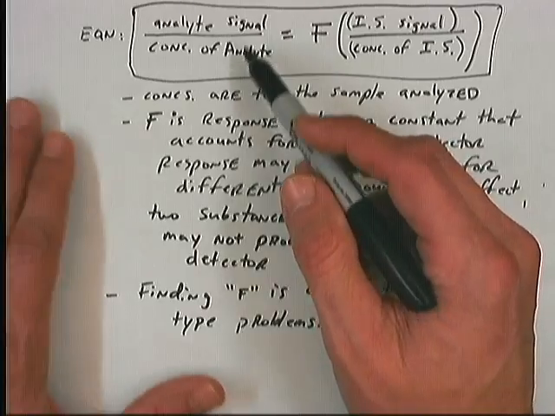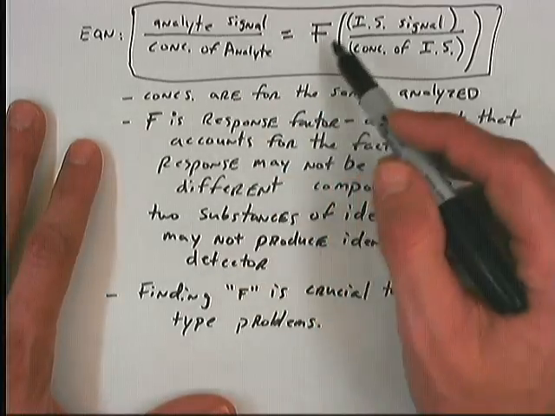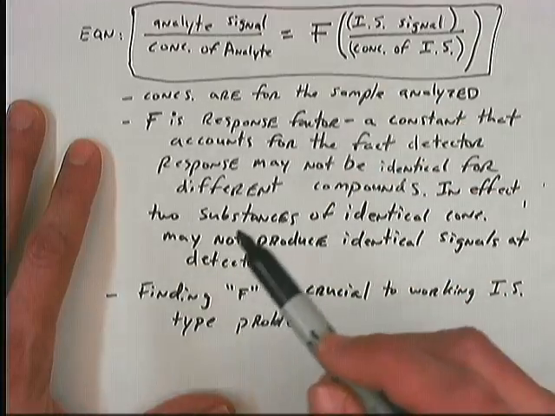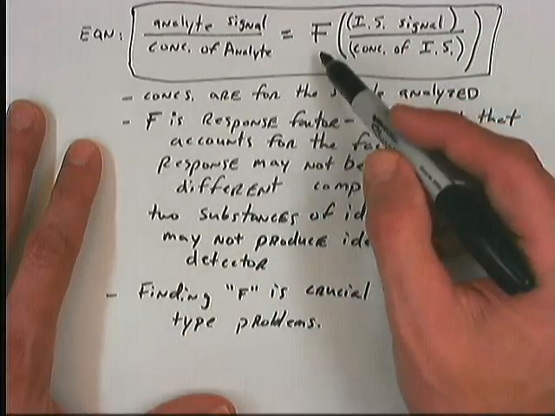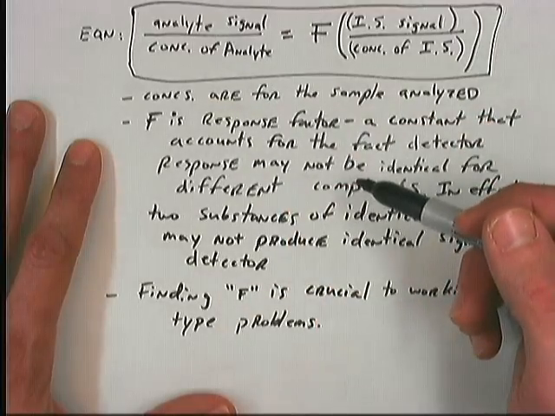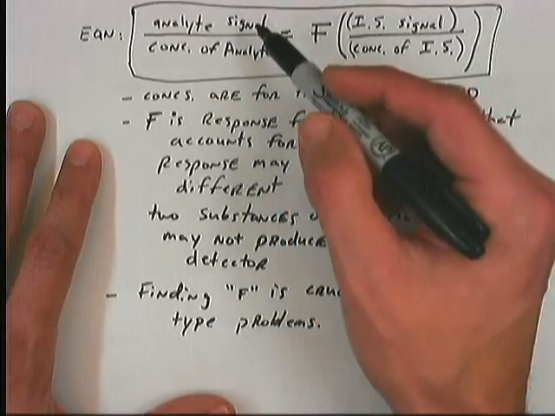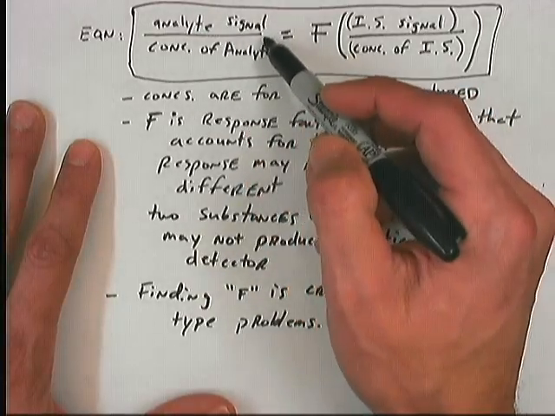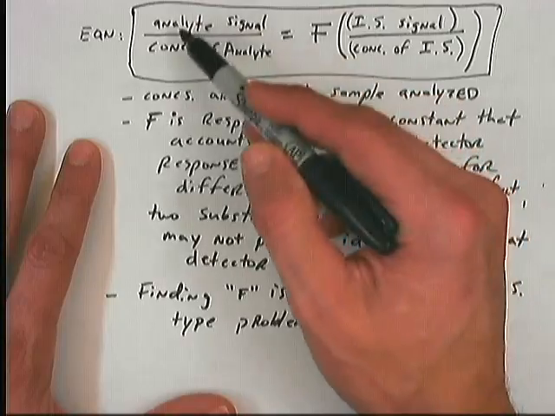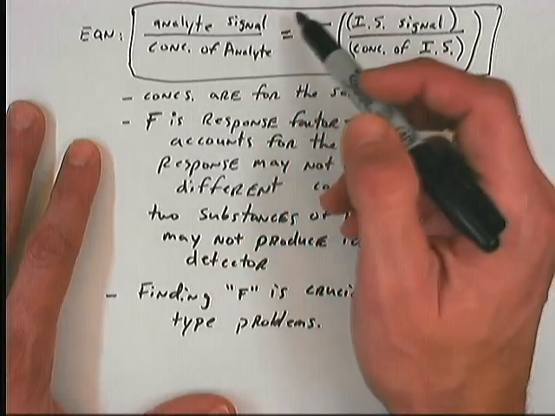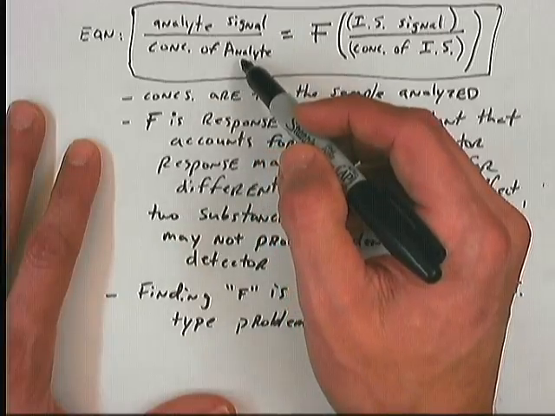It's basically a series of ratios that are modified a little bit by this term F, which we'll talk about here in a second. It's going to be a response factor. But other than this F term, which will also make sense eventually, this equation makes perfect sense logically, okay? If we look over here on the left of the equal sign, we have analyte signal divided by concentration of analyte. Well, analyte signal is the signal produced at our detector. It's peak height, peak area, or something like that. We're going to divide that by the concentration of the analyte.